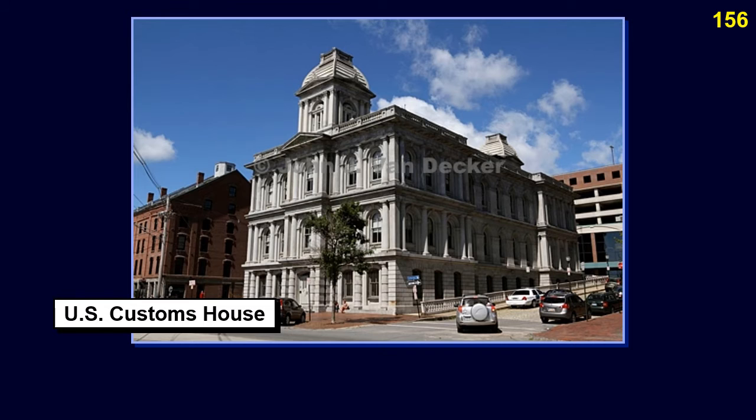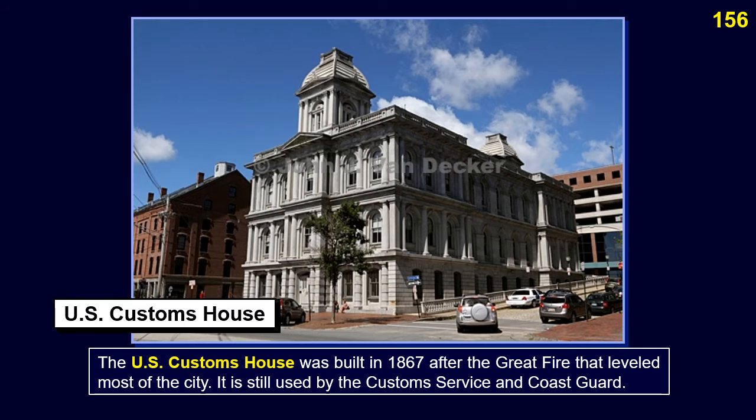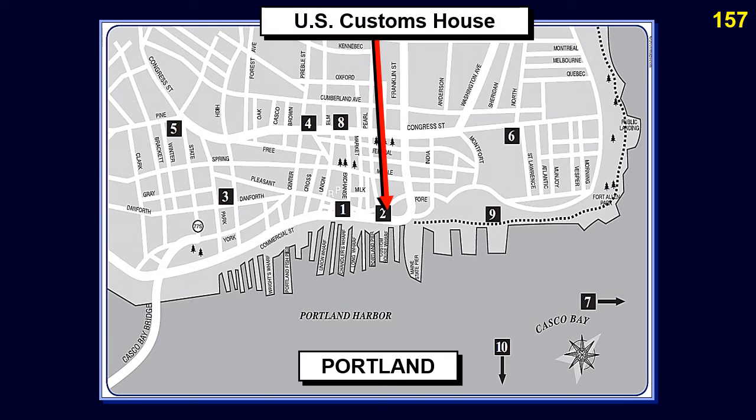The U.S. Customs House was built in 1867 after the Great Fire that leveled most of the city. It is still used by the Customs Service and Coast Guard. This shows the location of the U.S. Customs House at 312 4th Street.